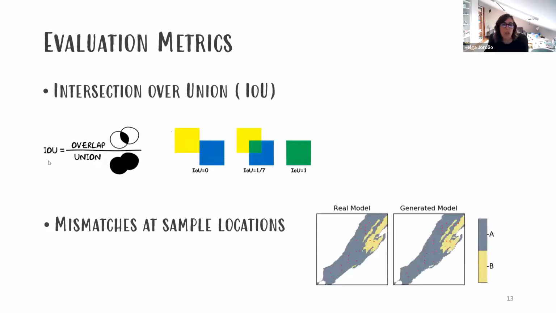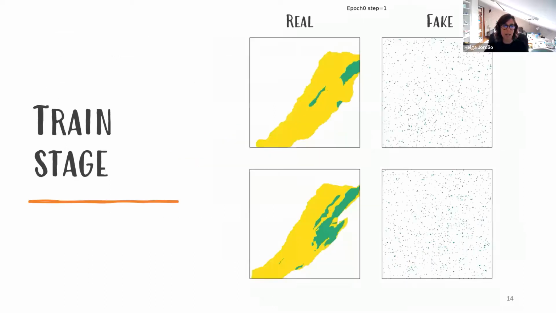To evaluate the quality of the geological models generated, we use the following metrics: intersection over union, which measures the overlap between two areas, and the mismatch at sample locations. And before showing the results, I would like to show a very small video of the training phase.